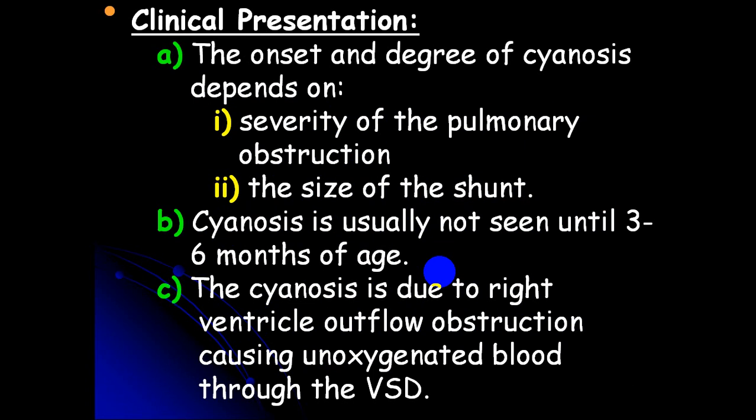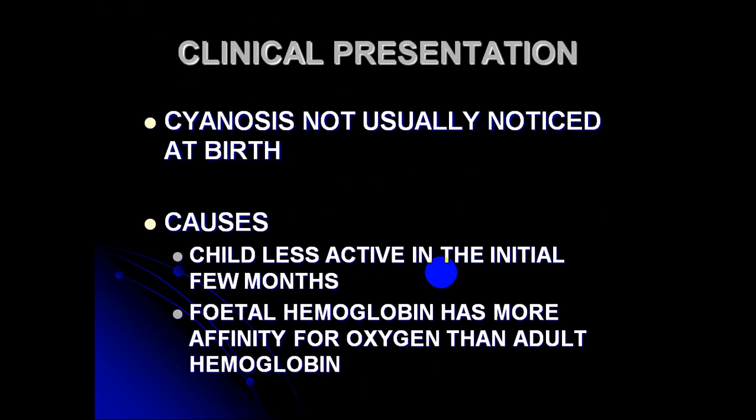Cyanosis is usually not seen until 3-6 months of age. The cyanosis is due to the right ventricular outflow obstruction causing, as we said, deoxygenated blood to pass through the VSD. Cyanosis is not usually noted at birth. If the child is born with cyanosis, usually it is TGA, transposition of great vessels. Born without cyanosis, and cyanosis appears when the child becomes active, usually tetralogy of Fallot. But if severe with pulmonary atresia, could be born with cyanosis. But in general, born with cyanosis, TGA; born without cyanosis, tetralogy of Fallot.